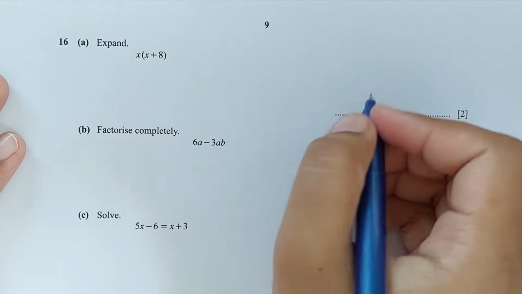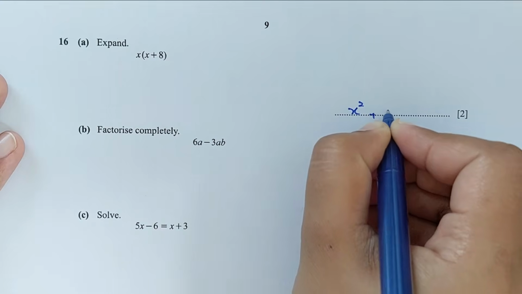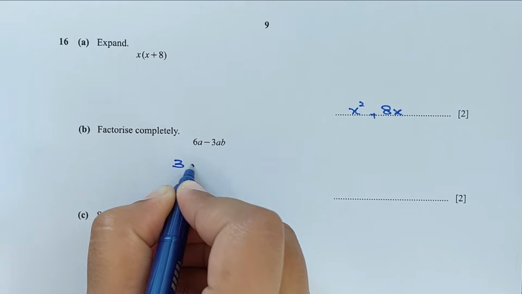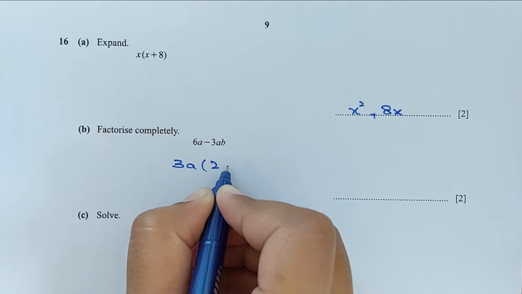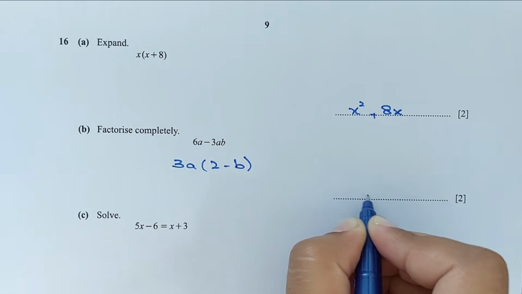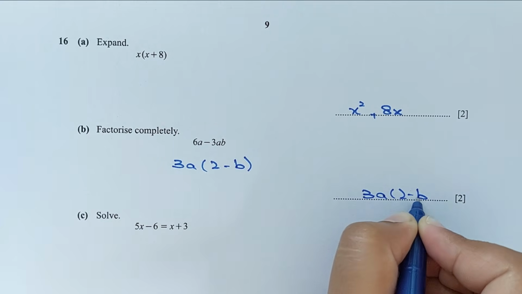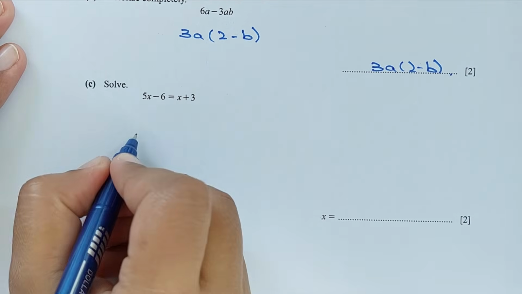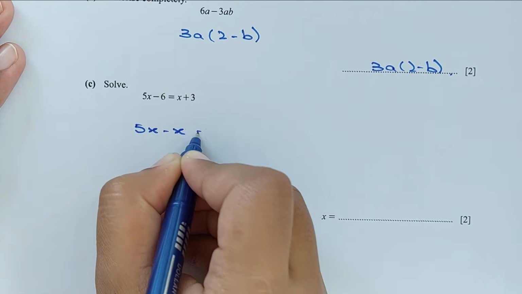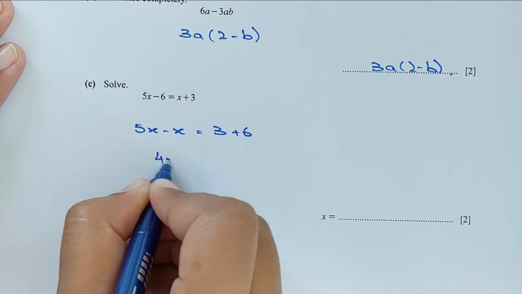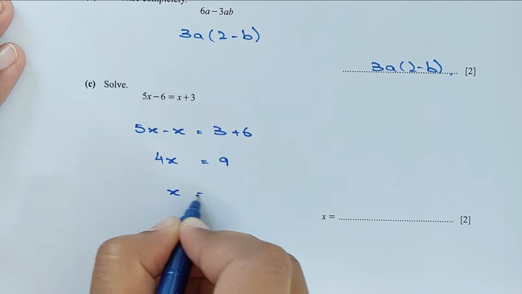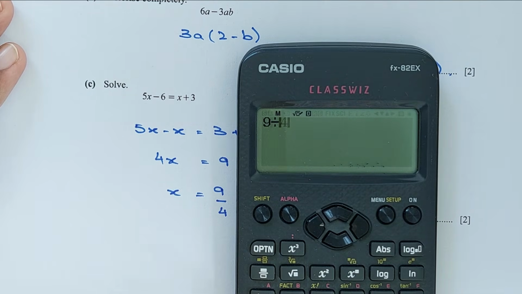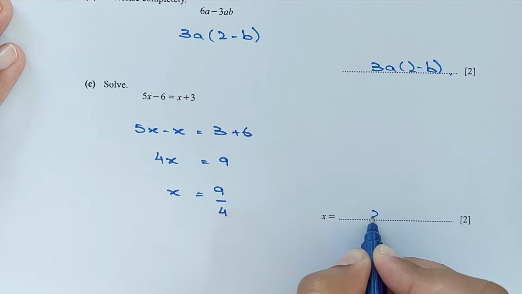Question number 16, part A. Expand x into x plus 8, which is x times x square, x times 8 is 8x. Part B, factorize completely. So we can take 3 common and a common. So we are left with 3 times 2 is 6 minus b. Yes, 3a and 2 minus b. Part C, we have to solve and you need to find the value for x. Okay, combining the like terms, 5x minus x equals to 3 plus 6. So this is 4x and this is 9 and x is 9 by 4. You can use 9 by 4 or 2.25. Both are correct.